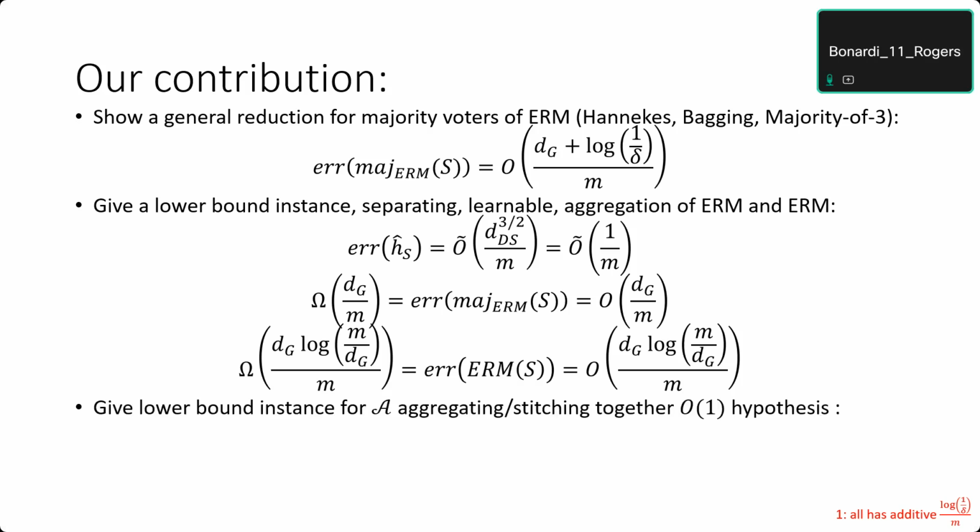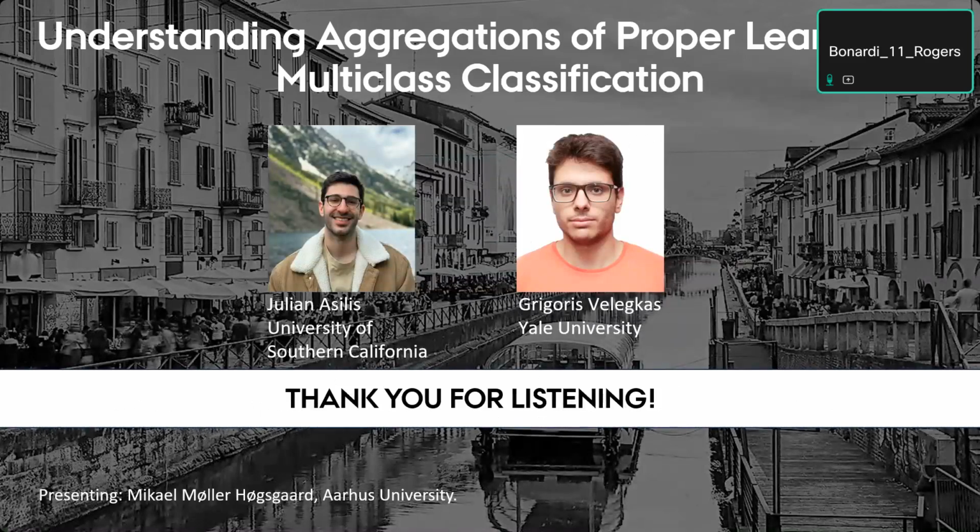And the last contribution is here, very high level. We give a lower bound instance for any algorithm aggregating or stitching together a constant number of hypotheses, and show that such an algorithm on this lower bound instance must have expected error constant. However, this lower bound instance is again of DS dimension 1, so it is learnable. And that's it.